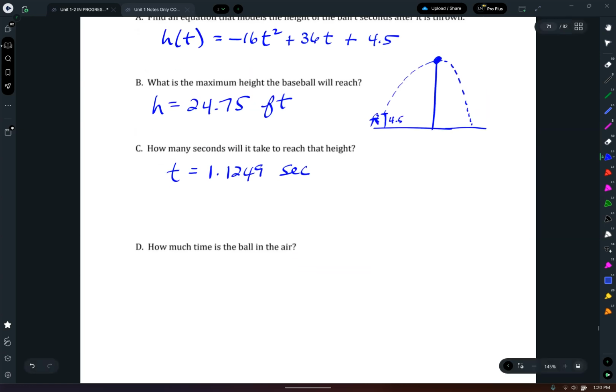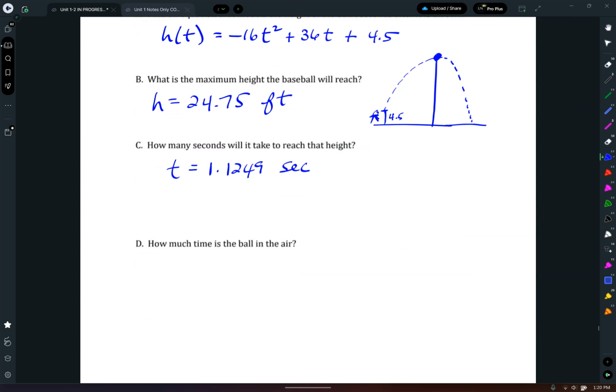All right, next question. How much time is the ball in the air? So I'm guessing that means from the moment it's released, so from this point right here until it comes all the way back down to the ground, that's my total amount of time. If I'm thinking of this as my XY axis, and I'm asking when is it going to reach the ground, then I'm trying to find when does the height equal 0?